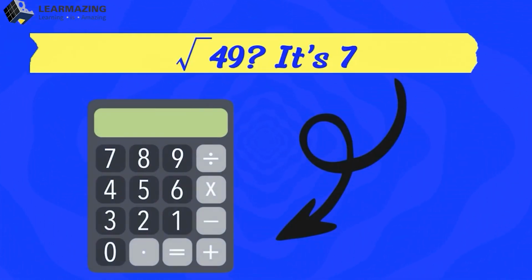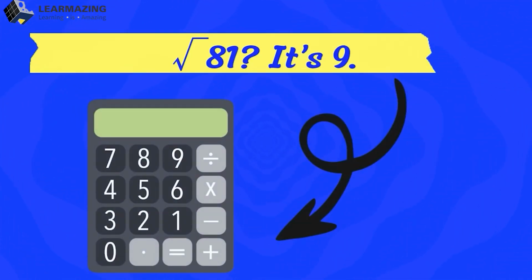Don't touch the calculator for square roots. The square root of 49, it's 7. The square root of 81, it's 9. You should know perfect squares up to 20, like your phone passcode.